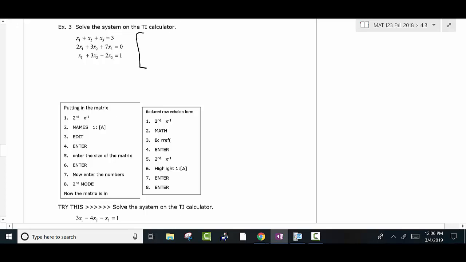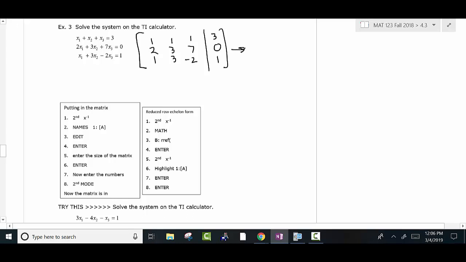So this first row would just be all of the numbers. You have 1, 1, 1, then you have the bar, and then you have the 3. So you have a column for x1, x2, and x3. The second row is the same way. You just go 2, 3, 7, 0. And then the last row is going to be 1, 3, -2, 1. Now that's what I want you to do, is write that down.